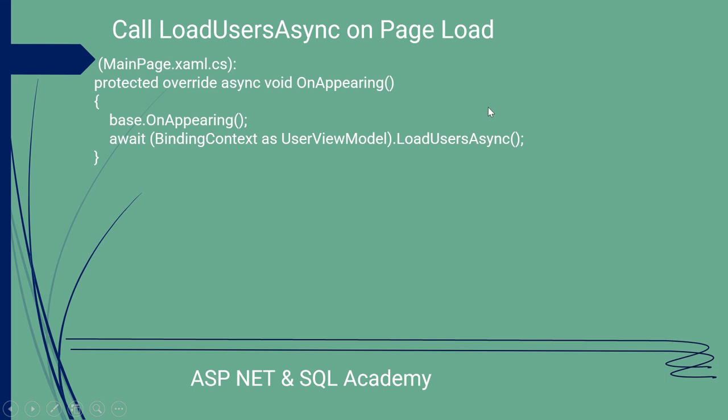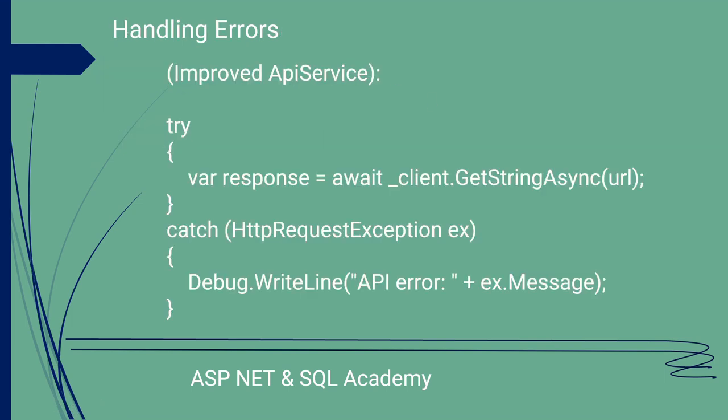Use OnAppearing to call the API when the page opens. This ensures the data is always fresh and up to date. Always add error handling to manage network issues, API errors, or invalid responses gracefully.